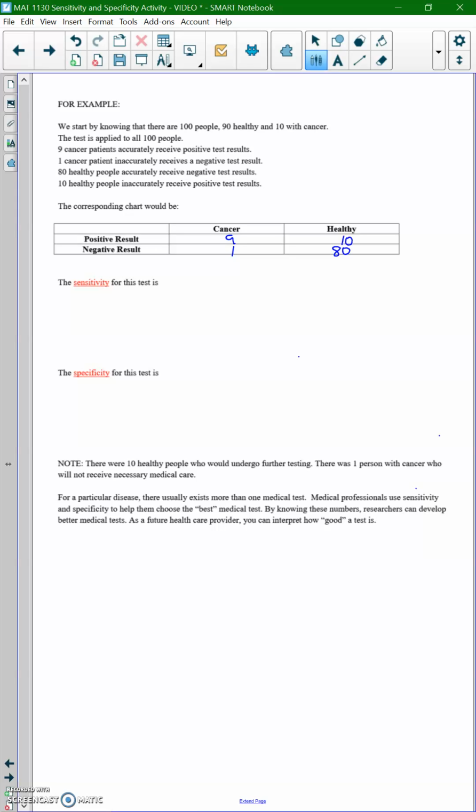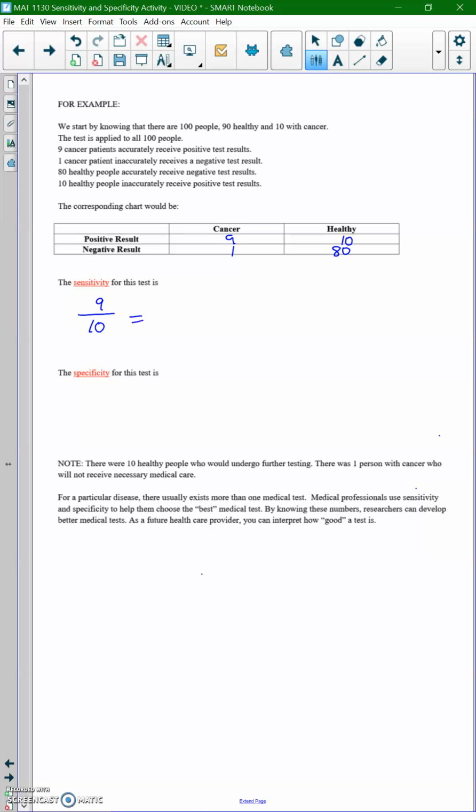So now that we have the results of this test, we know where everyone falls, we can take a look at what the sensitivity of this test was and what the specificity was. So remember, sensitivity measures how well the test identifies those patients who have the disease. So we are going to take a look at how many people had the disease. That's 10 people here who actually had cancer. And out of these 10 people, how many times did we catch that they had cancer? Well, 9 of them had results come back saying they had cancer. So 9 out of 10 times we caught that they had cancer.